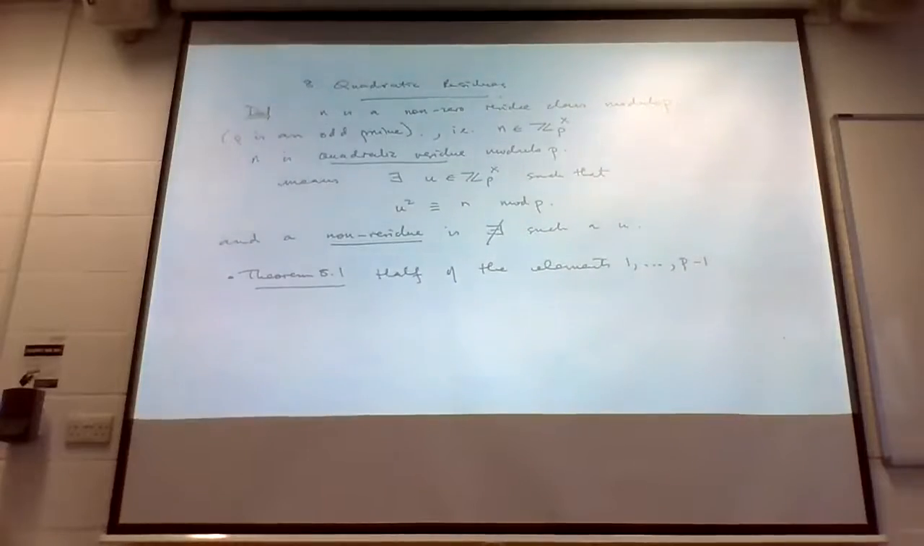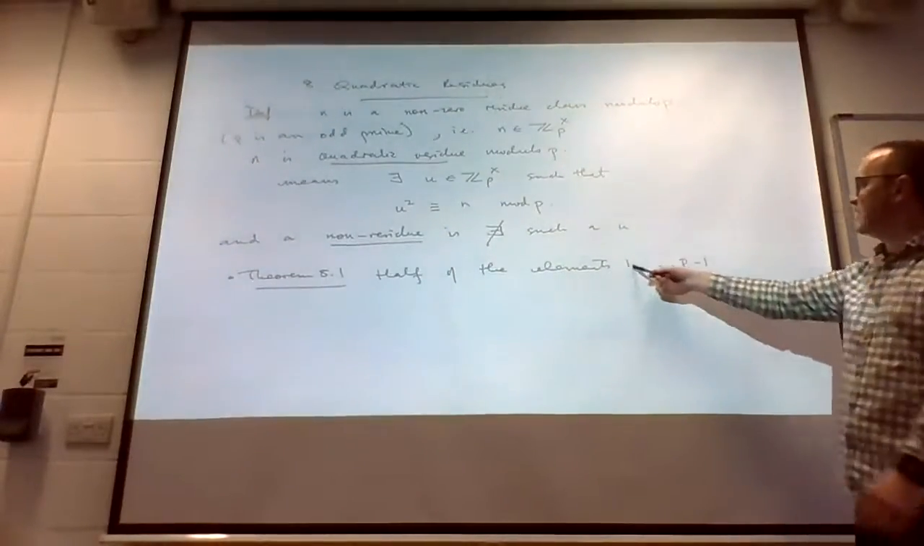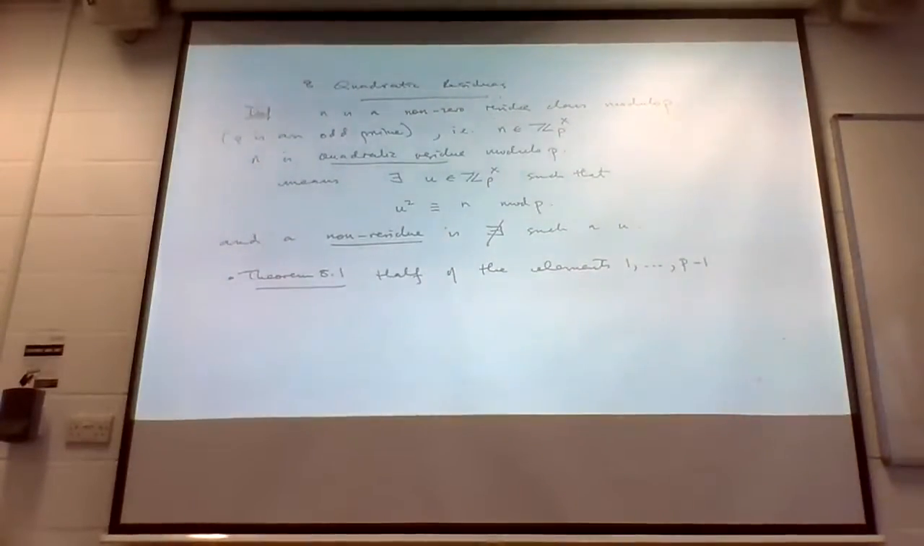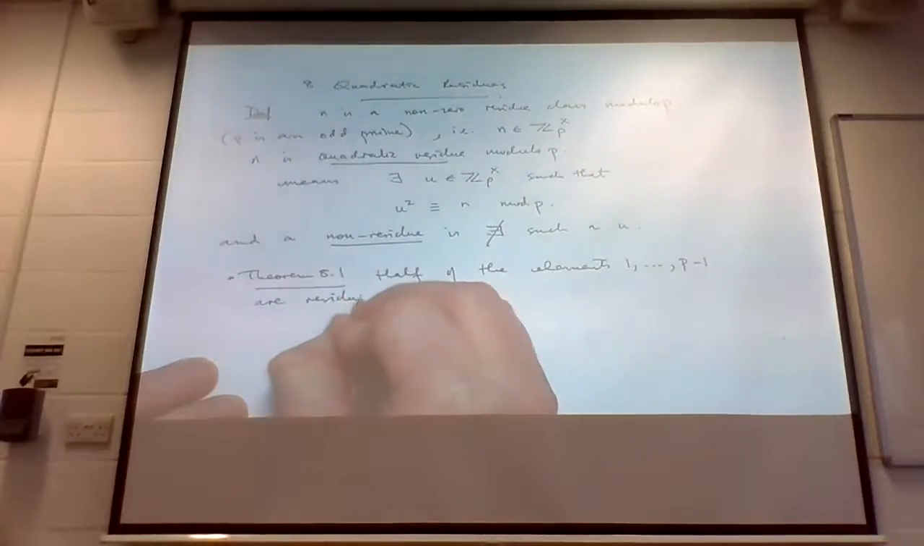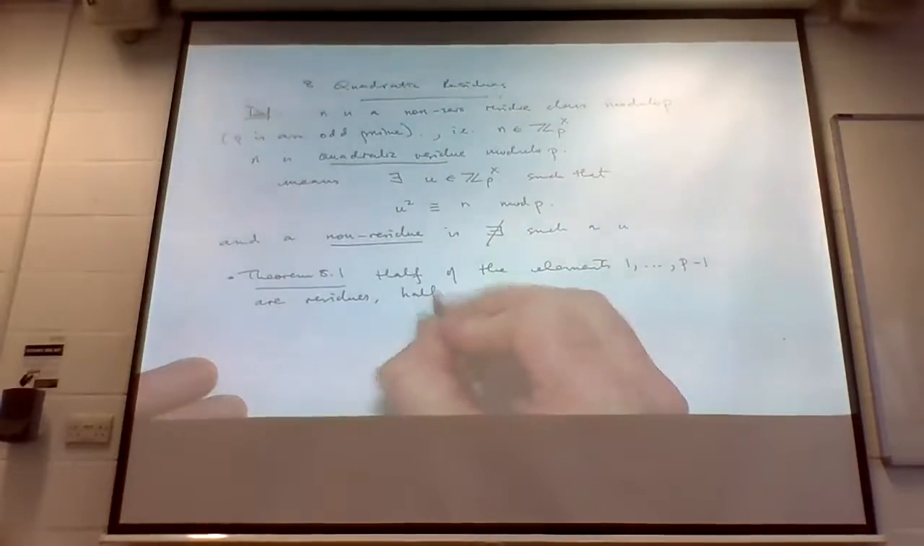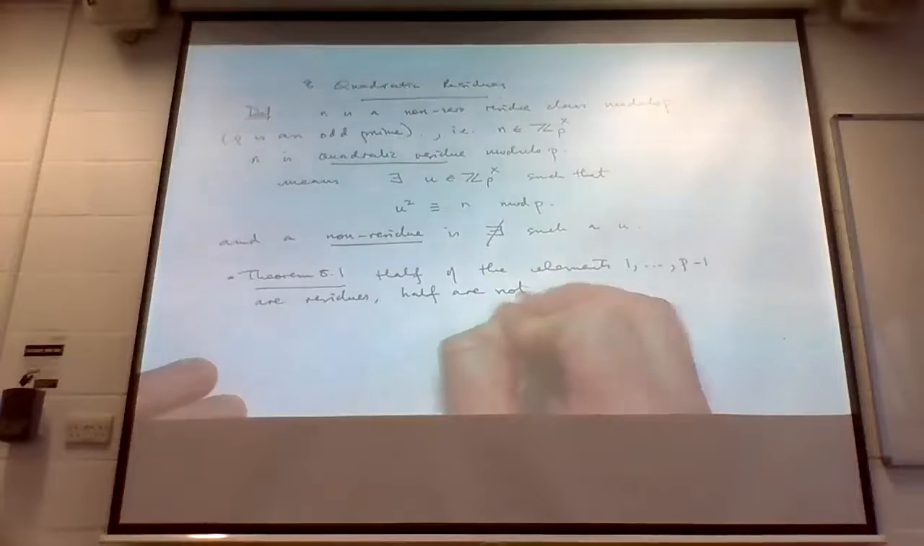which we then proved here in 8.1, in the last lecture, I think: half of the elements of Z_P, the multiplicative group mod P, which are represented by the congruence classes of the integers 1 up to P minus 1, half of these are residues, and by implication, half are not. Half are non-residues.